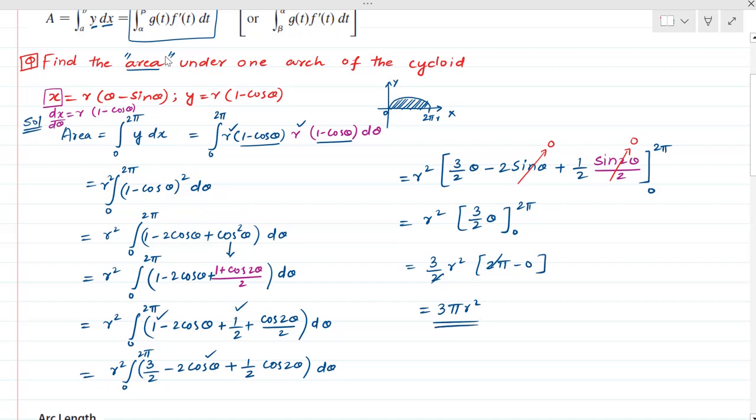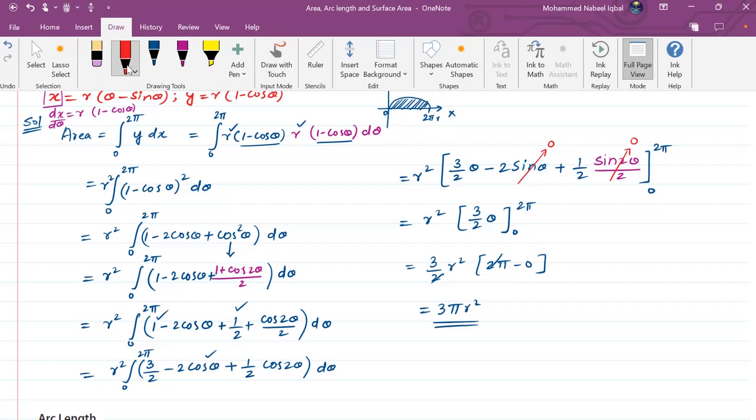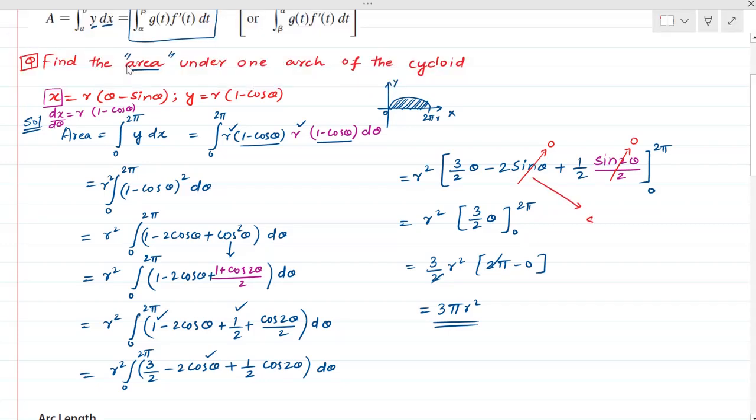3 by r square. So how will this become 0? I will write it here. Since this value is equal, sine 2 pi is 0, and for the lower limit, sine 0 is 0. So the entire term becomes 0 here. Similarly, this part is the same thing: sine 4 pi is 0, sine 0 is 0, and 0 over anything is equal to 0. So therefore you will get this part.